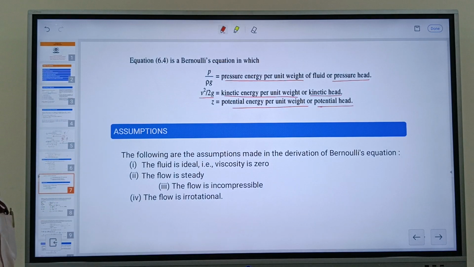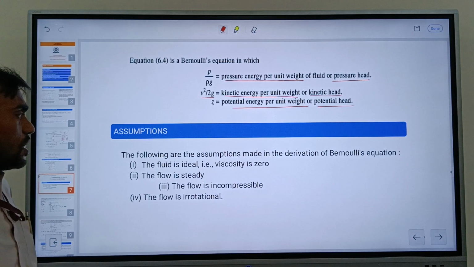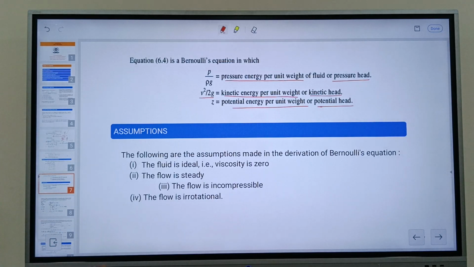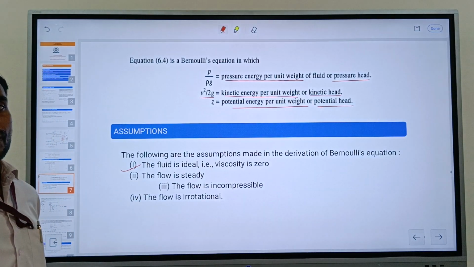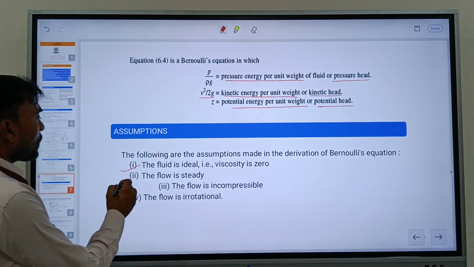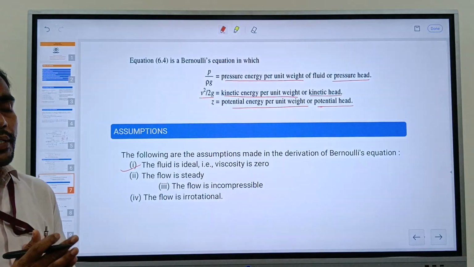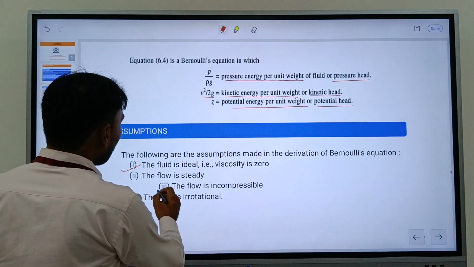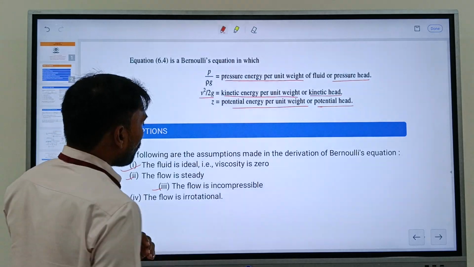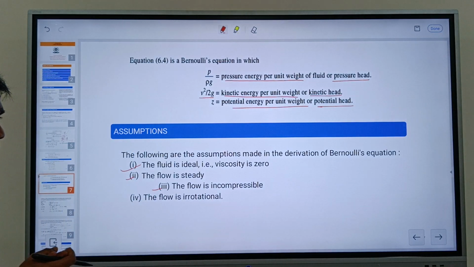So what are the various assumptions made during the derivation of Bernoulli's equation from the Euler's equation? The first assumption is the fluid is ideal, that is the viscosity force is 0. Second is the flow is steady, means the fluid characteristics do not vary with respect to time. Now the third assumption is the flow is incompressible, means density is constant.